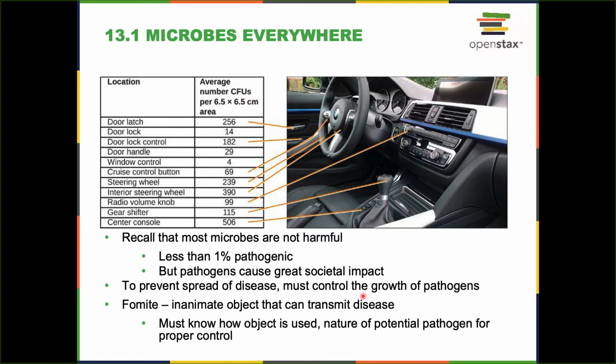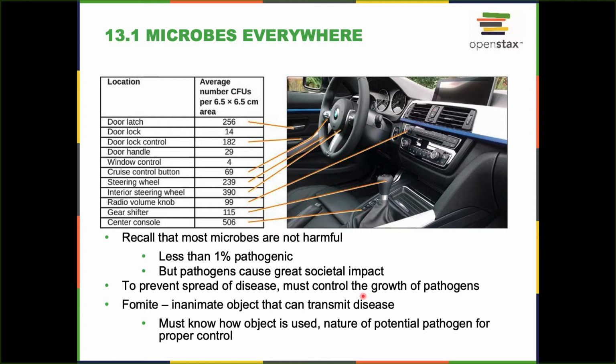How do we control the growth of pathogens? How do we know that we can safely use someone else's fomite? Now, I do also want us to understand this. For the most part, we are not going to be transmitting disease. If we're not sick ourselves, these microbes that we see here are normal human skin bacteria, right? So they're not necessarily pathogenic, right?